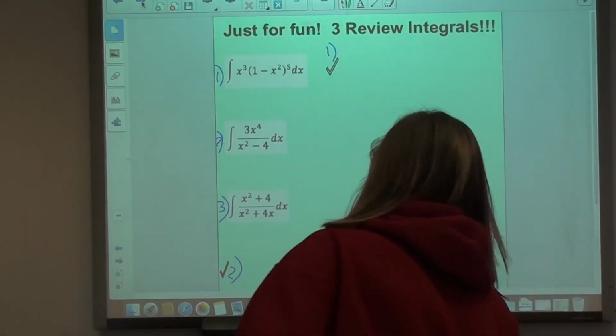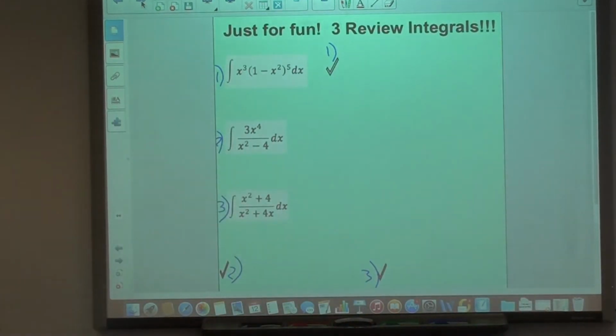But just for fun, we have 3 awesome integrals here. These integrals review concepts that we have learned not only in this unit, but a couple little concepts from last semester. So these are really great integrals.